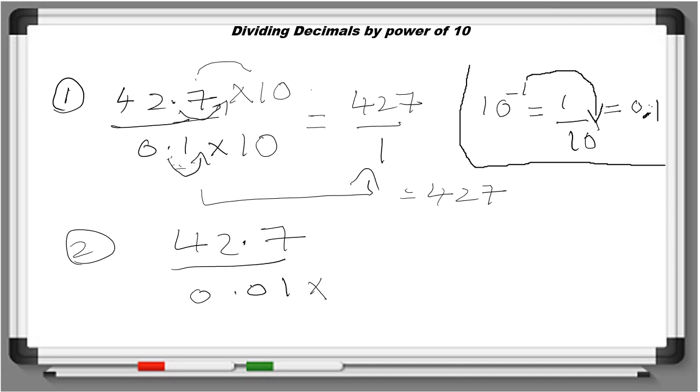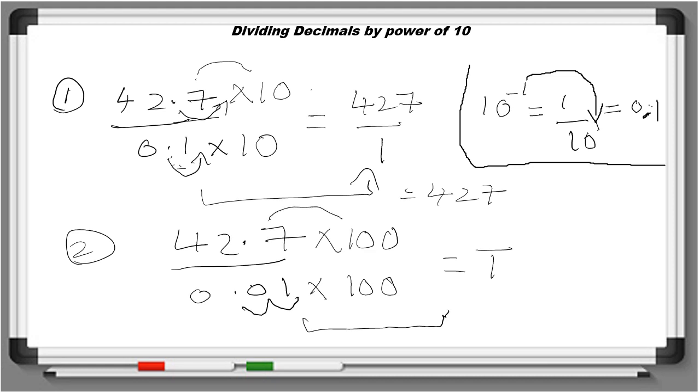Here I want to make 0.01 equal to 1. How can I do that? You should look at how many places the decimal moves. See here, the decimal has to move 2 places from left to right. I can make 0.01 into 1 if I multiply this by 100. If I multiply this 0.01 by 100, the decimal moves 2 places, and the 0.01 changes to 1. Now, when we multiply the denominator by 100, we should multiply the numerator also by 100. When we multiply 42.7 by 100, it moves 2 places, again from left to right.